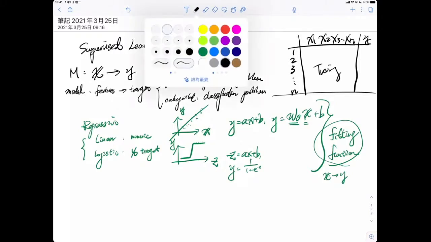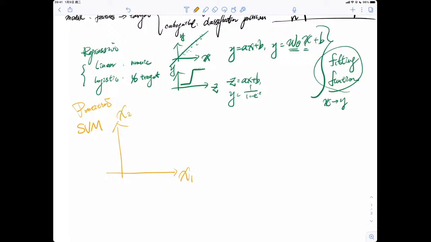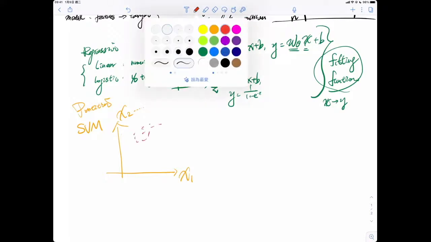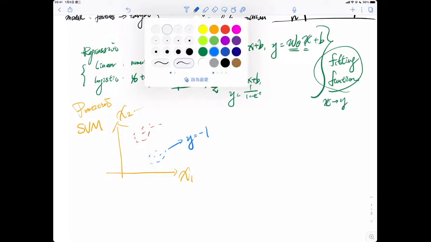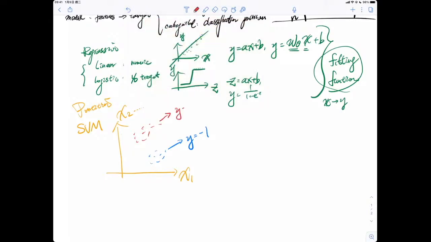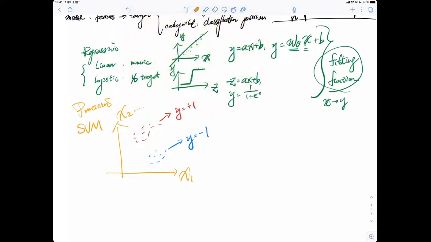That's the first philosophy. The second philosophy we call partition, like SVM. We have a lot of different features. Notice that I write x1 and x2, but there could be a multi-dimension space. There are two sets of data: one is right here, the other is right here. The blue ones are labeled as y, for example -1, and the red points right here are labeled as y = +1. So for this second type of algorithm, they are trying to partition the original space.